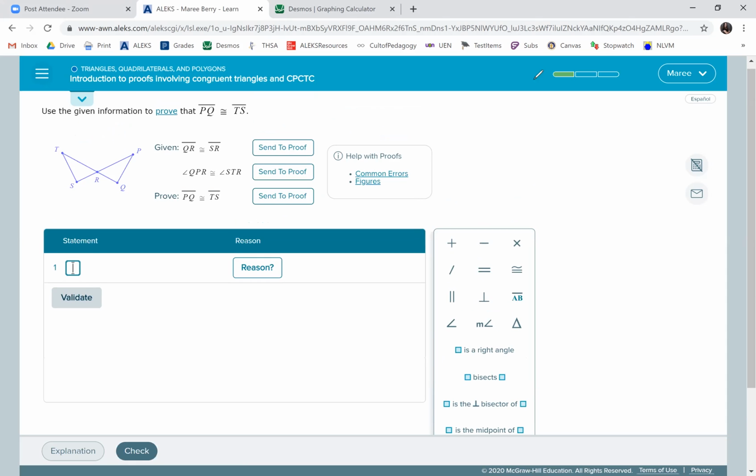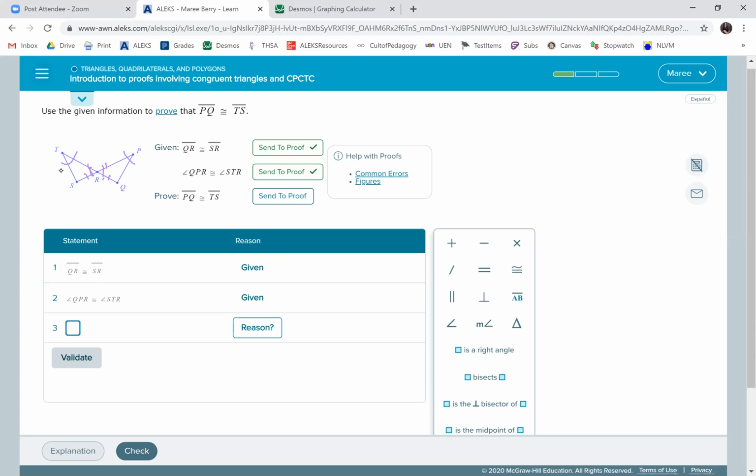That's not fair. Okay, so we're going to mark here what they give us. So QR is congruent to SR. So where's QR and SR? Angle QPR is congruent to angle STR. Okay, we're going to be able to show these two by vertical angles. So this is two angles and a side not included. So angle, side. So we're going to start by proving the two triangles congruent by angle, side. So we'll send these to the proof.